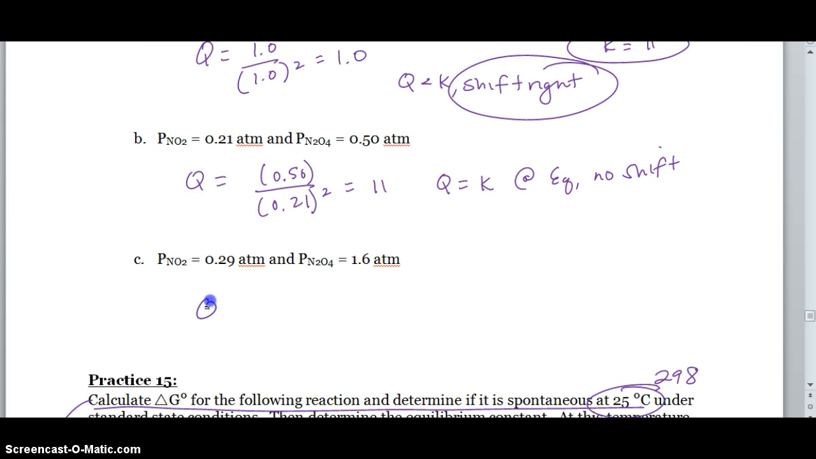And then for C, Q is equal to 1.6 on top, 0.29 squared on the bottom. We get 19. So Q is greater than K, so we would need to shift to the left to reach equilibrium.